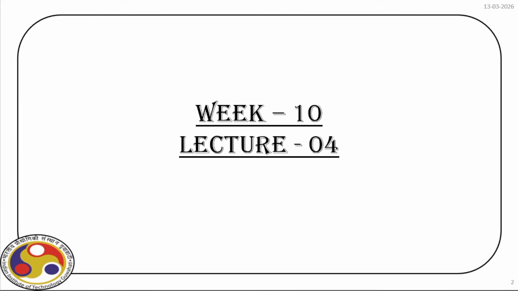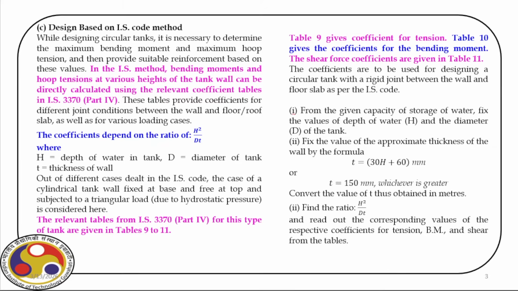The first one was by Carpenter's approach. And then if the Carpenter's tables are not available, then we can go for approximate options. Today, we are going to learn the design based on IS code method.